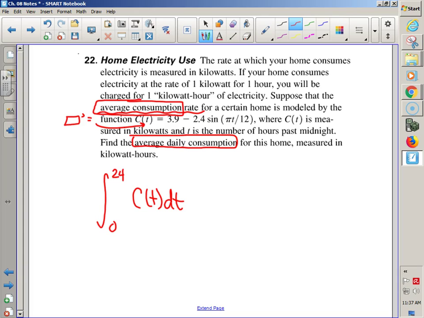Do you see how formula cards are good, but sometimes they'll screw you up? Average, oh, average value, average rate, average something. But it was an average. Just think rate and non-rate. Oh, sweet. Let's integrate. So t from 0 to 24, because it said daily.